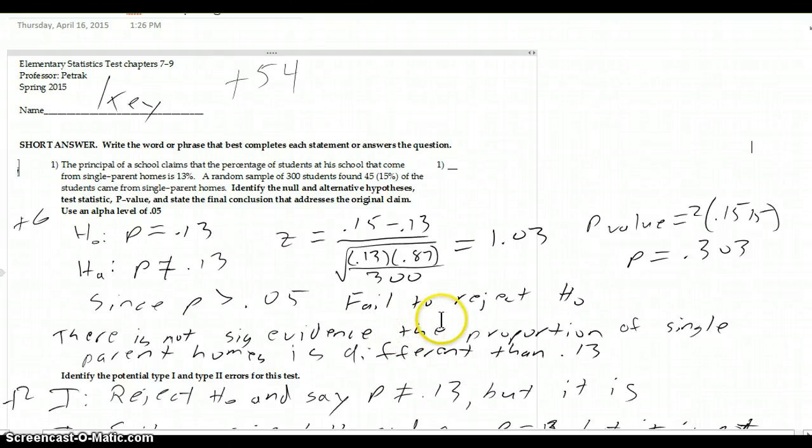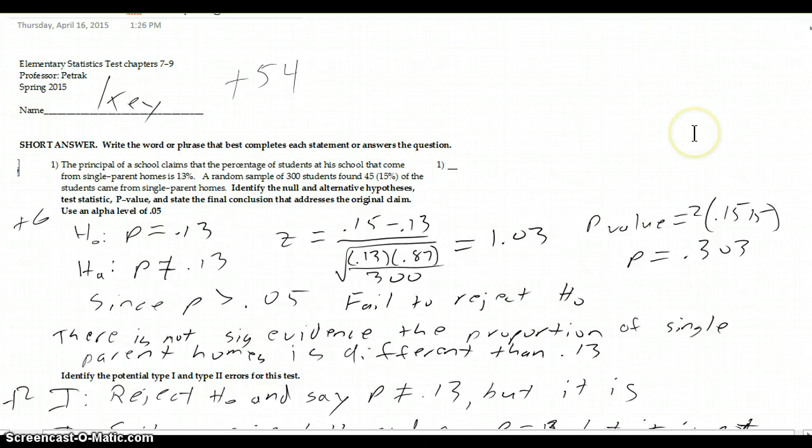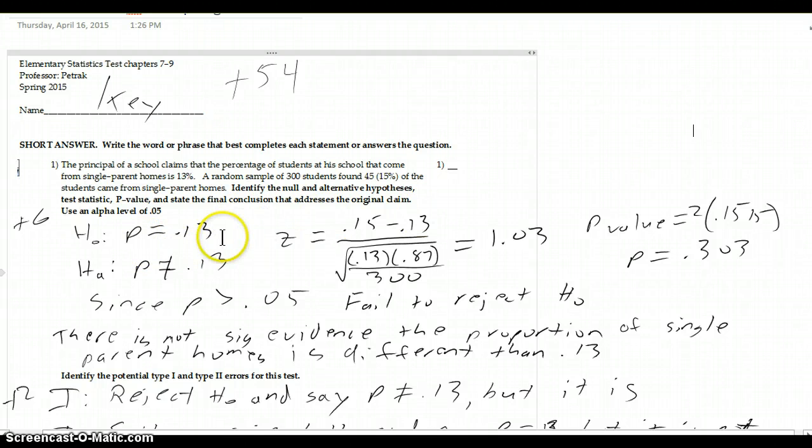This is the solutions video for chapters 7 through 9 on spring 2015 in stats. So this is a hypothesis test about proportions. The null hypothesis is that 13% of the students come from single parent homes. The alternative, it's not 13%. And when we calculate the z-score here, we get 1.03.